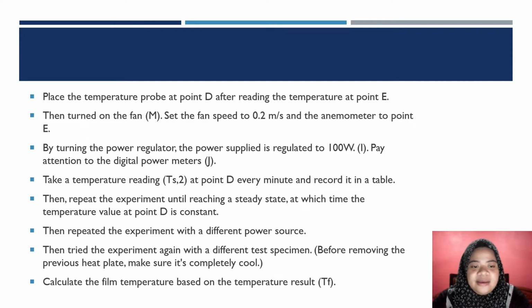By turning the power regulator, power supply is regulated to 100 watts. Take the temperature reading at point D every minute and record in the table. Then repeat the experiment until reaching a steady state, at which time the temperature value at point D is constant. Then repeat the experiment with a different power setting. Then try the experiment again with a different test specimen. Calculate the film temperature based on the temperature result.